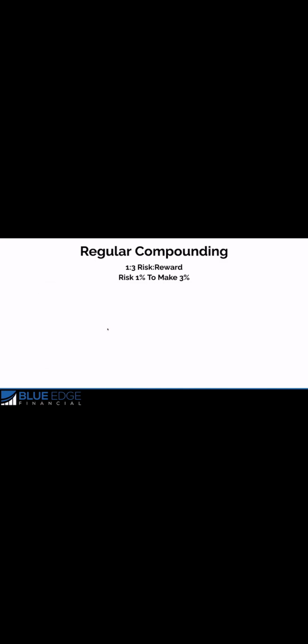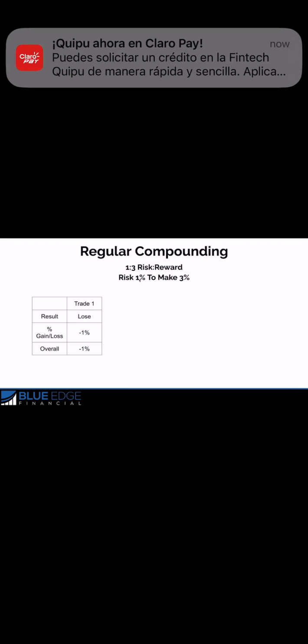So regular compounding, let's just go through an example of this. Let's just use this example of a 1 to 3 risk to reward, and let's say that you're risking 1% to make 3%. So here's how it would play out. Trade 1, let's just say that you lose. You're going to lose 1%, and overall you're going to be negative 1%.